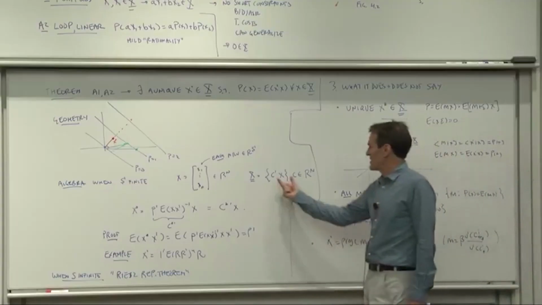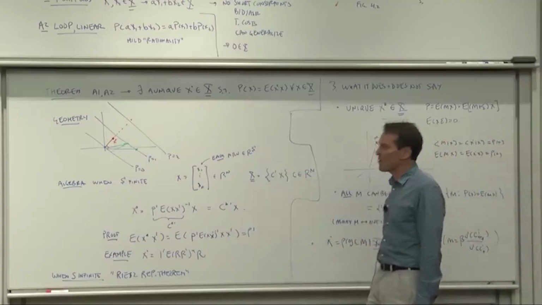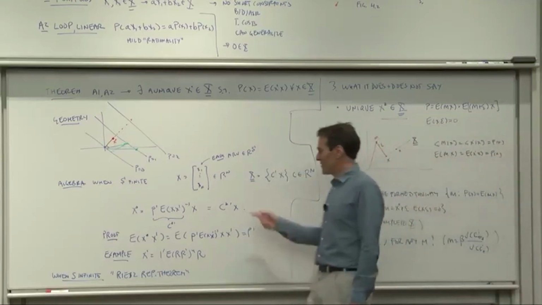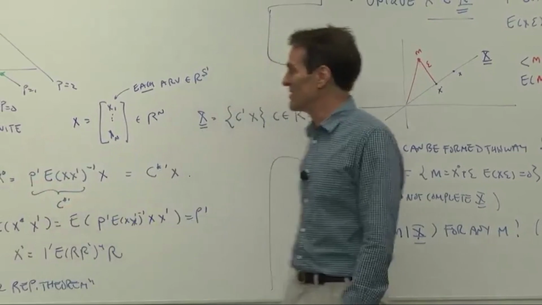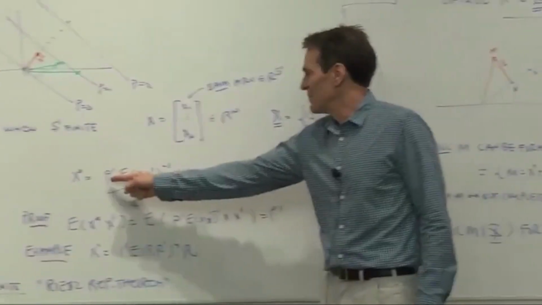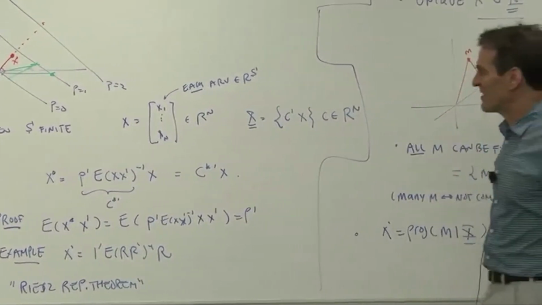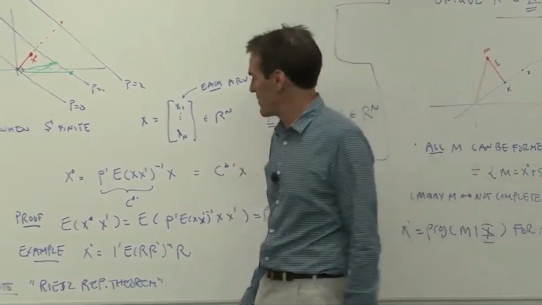Now what we want to know is, is there a payoff of that form that acts as a discount factor? I'm just going to pull it out of my hat, though if you take 5 minutes you can figure out what it is from first principles. There it is: x* = P'E(xx')⁻¹x. Let's just check that that thing pulled out of a hat works the way it's supposed to work.